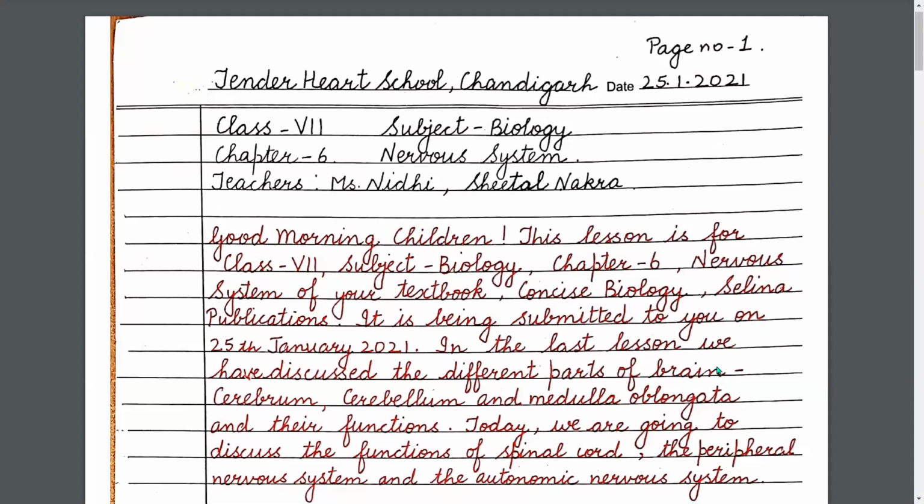In the last lesson, we have discussed the different parts of brain: cerebrum, cerebellum, and medulla oblongata and their functions. Today, we are going to discuss the functions of spinal cord, the peripheral nervous system, and the autonomic nervous system.